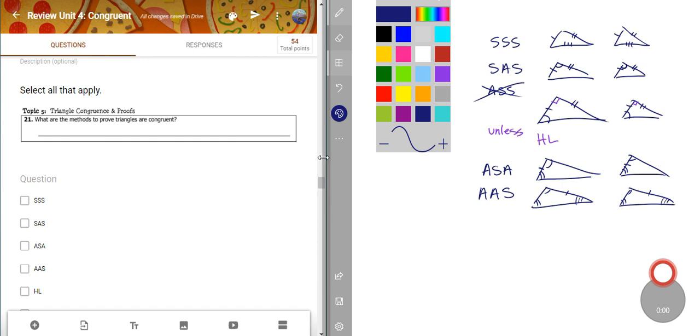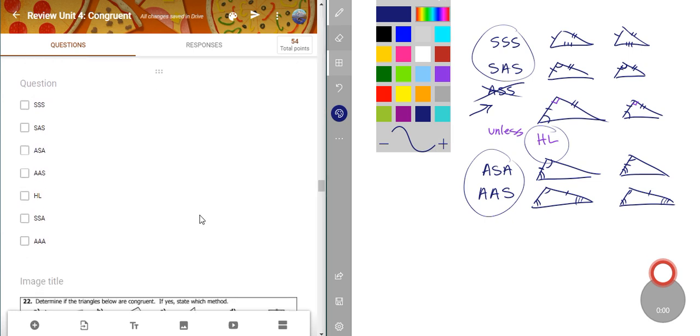So those 5, 1, 2, 3, 4, and 5. That is not okay. Cannot do that one. Oh, and angle, angle, angle will also not work. And that's because I could do one triangle this size and one triangle that size.